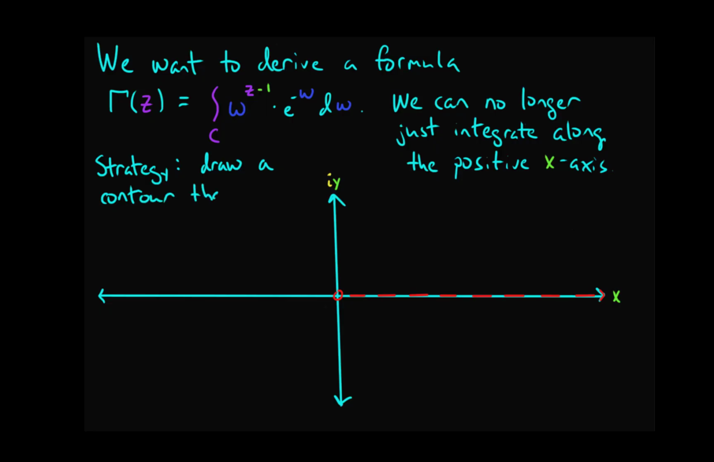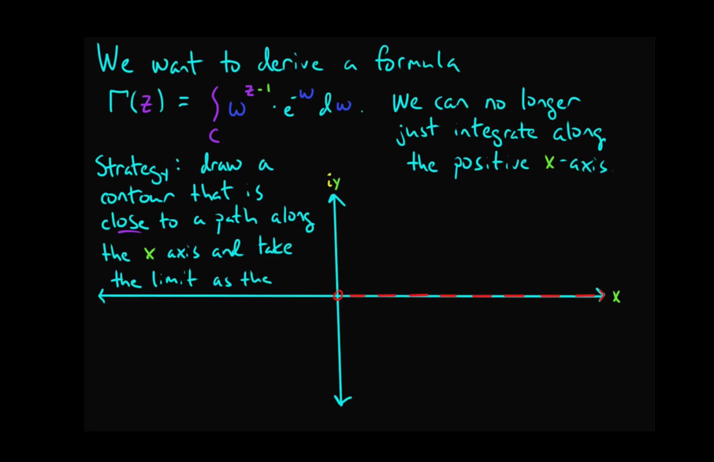Well, our strategy is going to be to draw a contour that's really, really close to the path of the original gamma function, a path of integration along the positive x-axis. And then we'll take the limit as our path of integration gets closer and closer to our branch cut, so that in a sense, the gamma function itself becomes the limiting case for this more general contour integral. So let's draw the contour now.